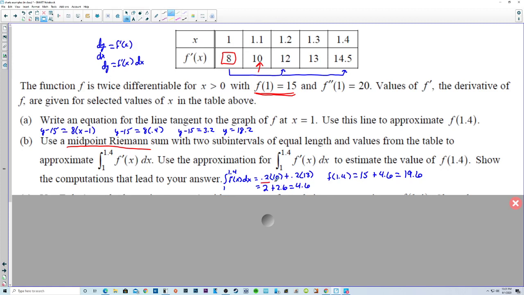So here's the base, and here's the height of the rectangle. And then 1.2 to 1.4 is 0.2 again, but now the height in the middle is 13. So we approximate the displacement as 14.6, but we're starting at 1. So the position at 1 was 15. The displacement was 14.6. So we're saying that the approximation for f of 1.4 now is 19.6.